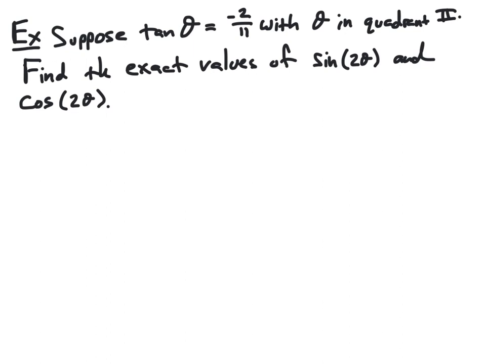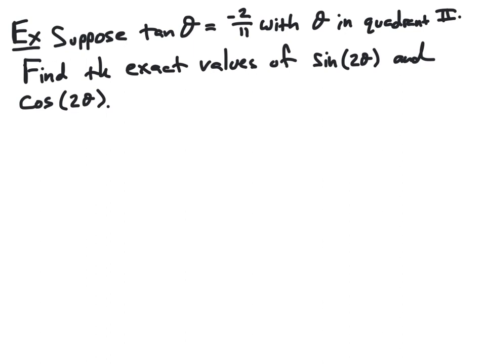For another example involving the double angle identities, suppose we have an angle theta in quadrant 2, and we know that the tangent of theta is negative 2/11. We'd like to use this information to find the exact values of sine of 2 theta and cosine of 2 theta. In this example, we are not going to find the exact value of theta, but rather use the given information about the tangent and the quadrant of theta to find the sine and cosine of theta, and then use the double angle identities for sine and cosine of 2 theta.